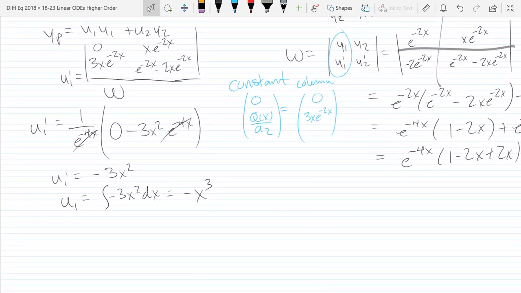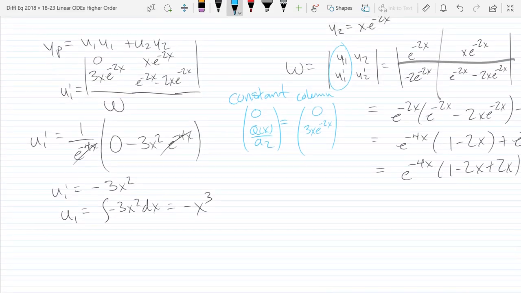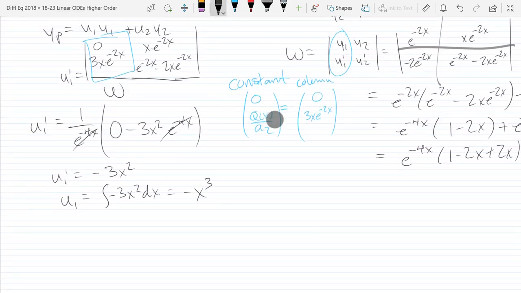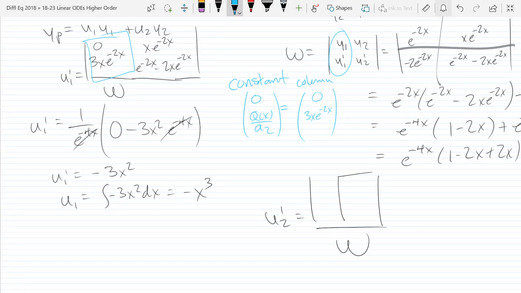So any questions on the u1 steps right there? I know there's a lot to keep track of. That constant column went in right there, in that blue box. So you are going to compute u2, and I'll start out with u2 prime. What you need to do is swap out the second column. So the first column is e to the negative 2x, negative 2 e to the negative 2x. I want you to swap in the new constant column right there and compute that determinant. It should be pretty straightforward. It'll still have the 1, 0 in it, so it'll still be a nicer determinant.